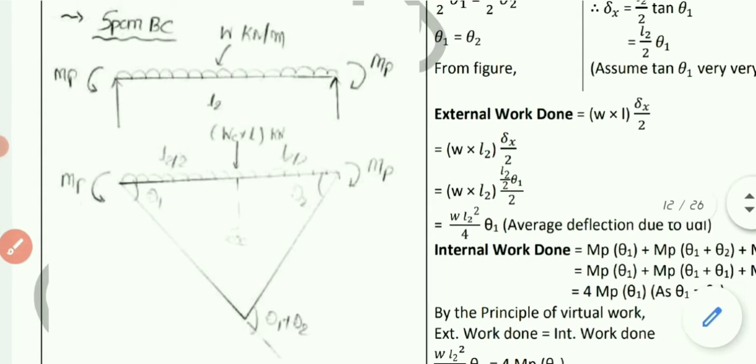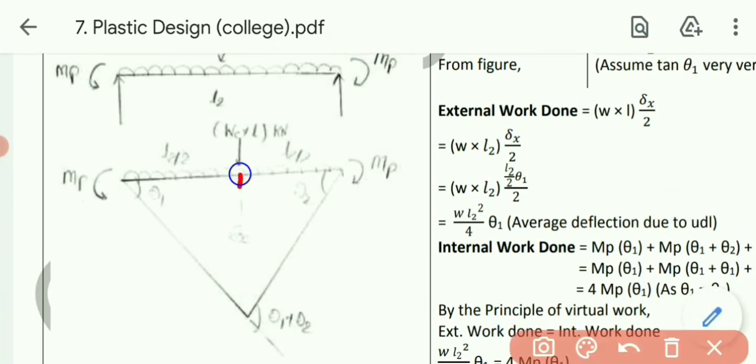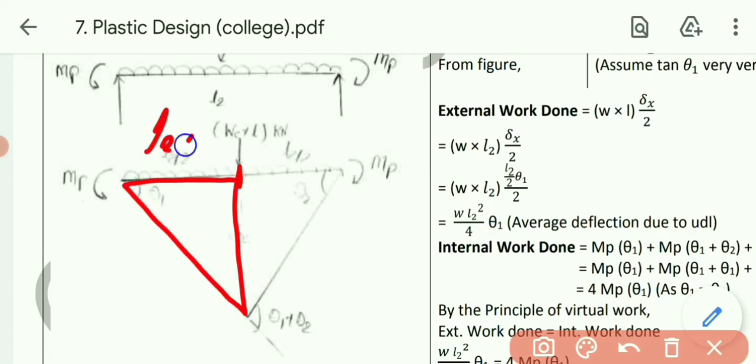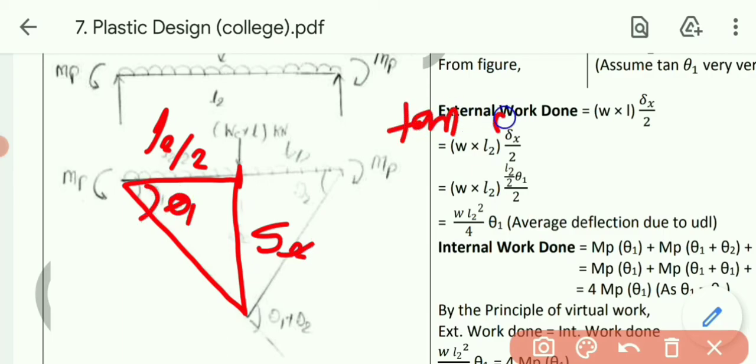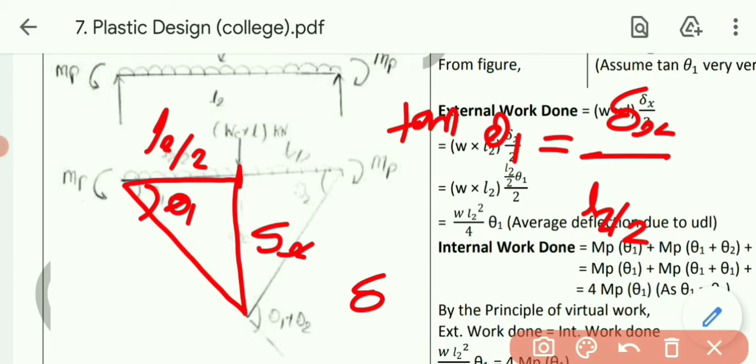Now let's derive the value of delta X. In this triangle, this one is L2 by 2, this one is delta X, this one is theta 1. So we can say tan theta 1 equals delta X divided by L2 by 2. So delta X equals L2 by 2 into tan theta 1.